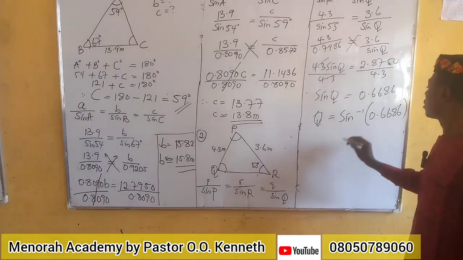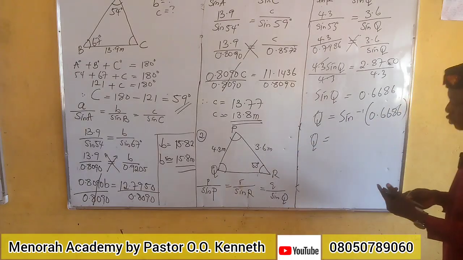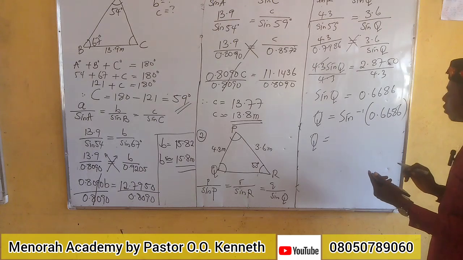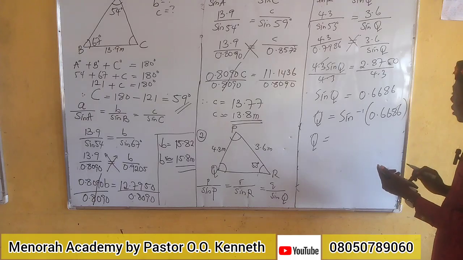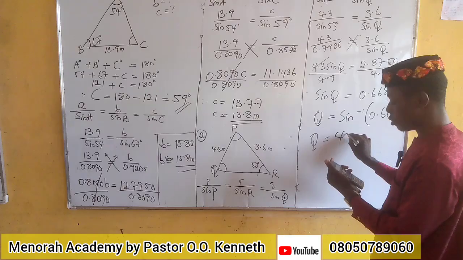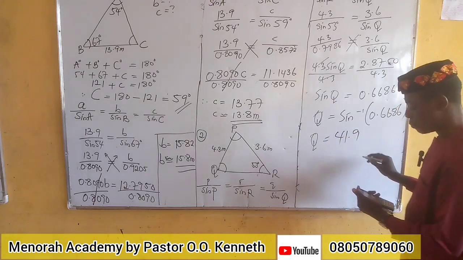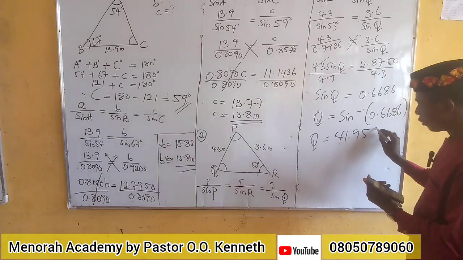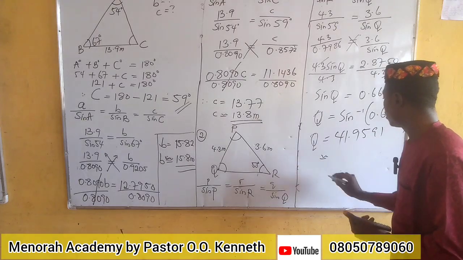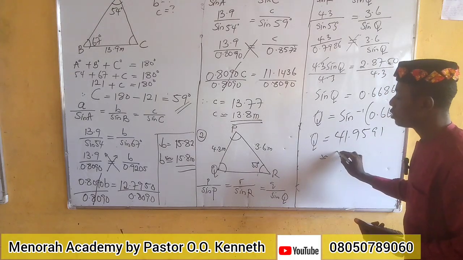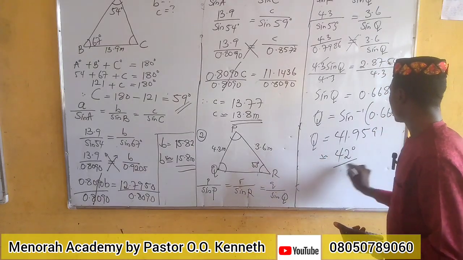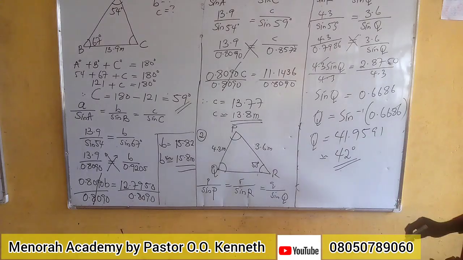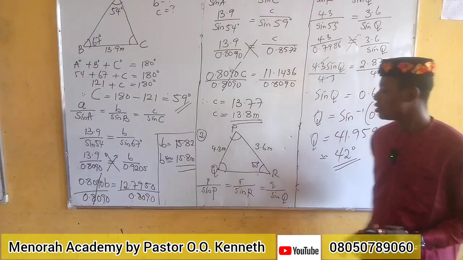So how do you press this? In your calculator, you press shift, then press sine, and then enter 0.6686. You see, it gives 41.9591. Since all the angles here are given in whole numbers, we are going to get approximately 42 degrees. So our angle Q here is 42 degrees.